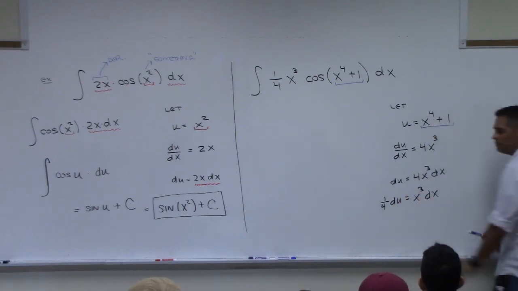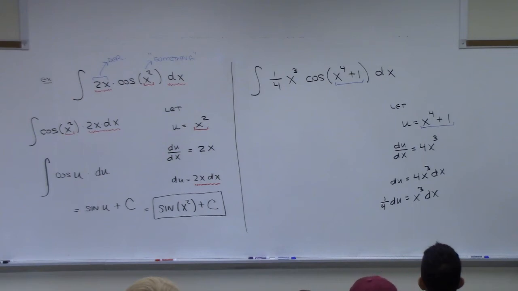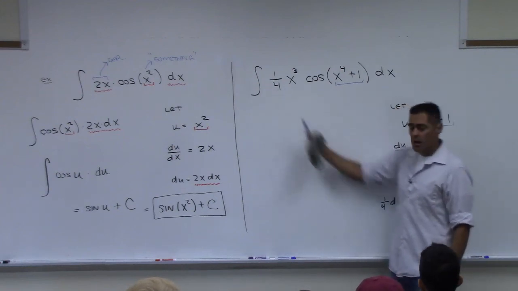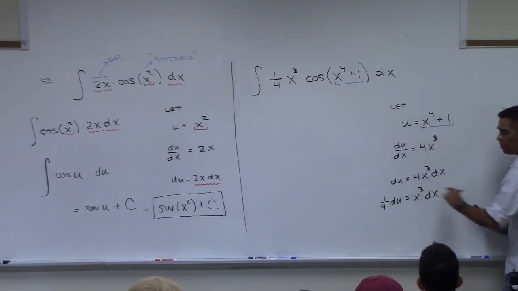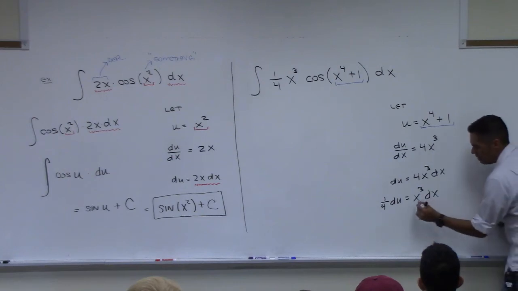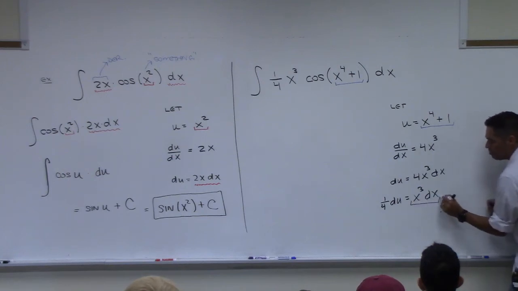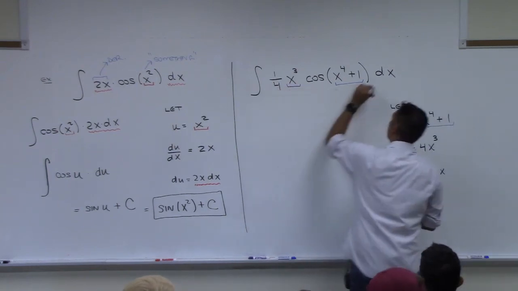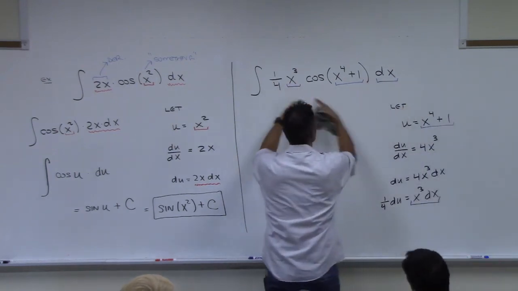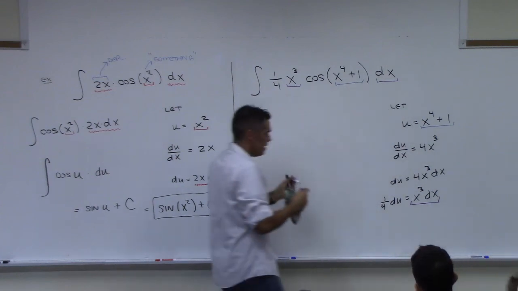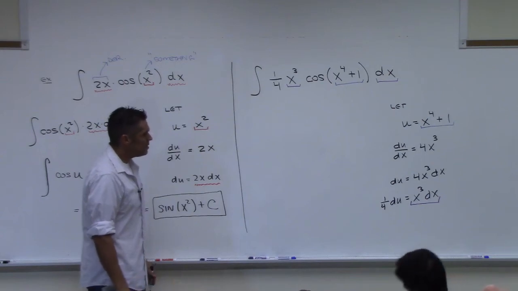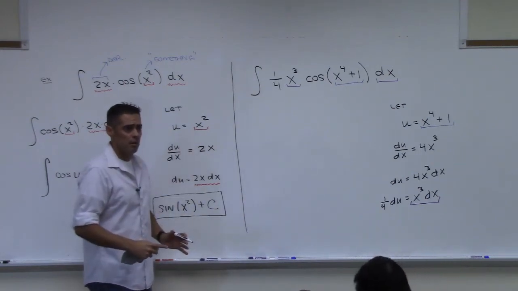Okay, so what did I do there? I just divided both sides by 4, right? I divided both sides of this by 4. This has nothing to do with this 1/4. I just decided to divide both sides by 4. And the reason why I did that is because now, see this x cubed dx? That matches up with this x cubed dx. Remember, I can move that x cubed over here, couldn't I? Okay? So with that said, let's see if we can just rewrite the whole integral, all right?